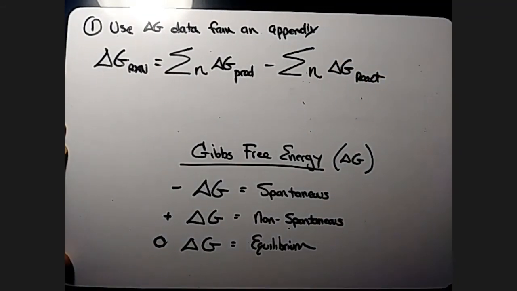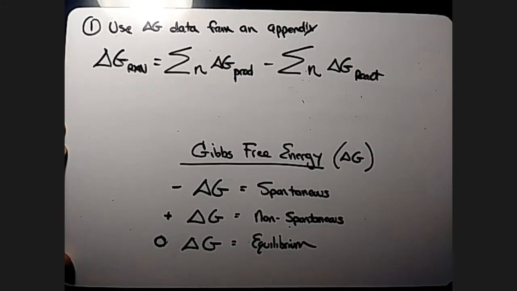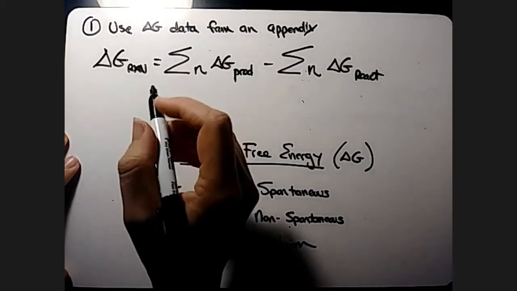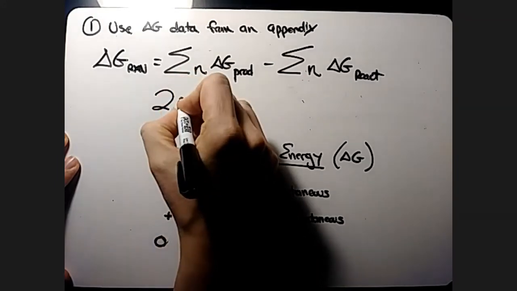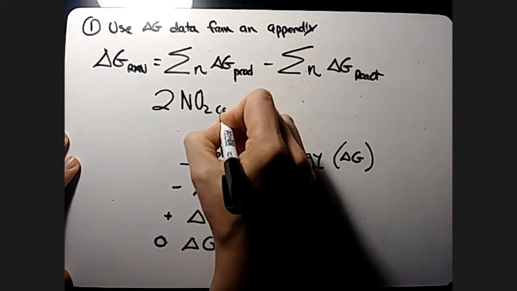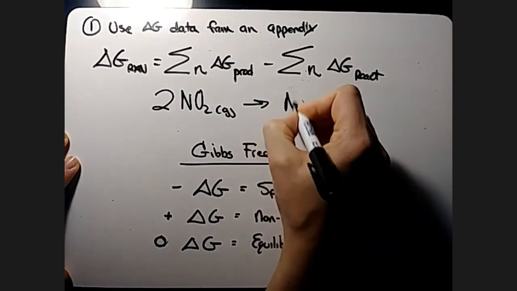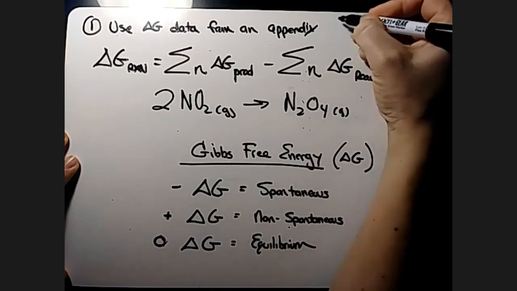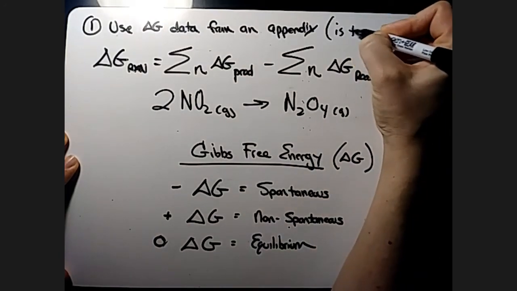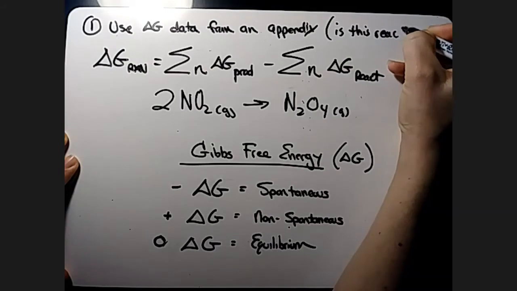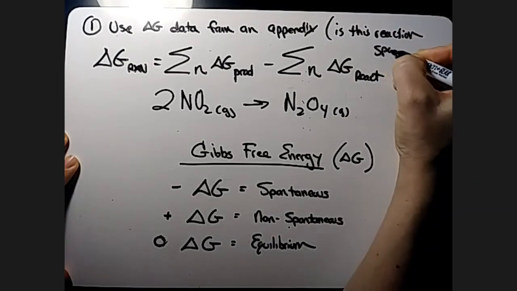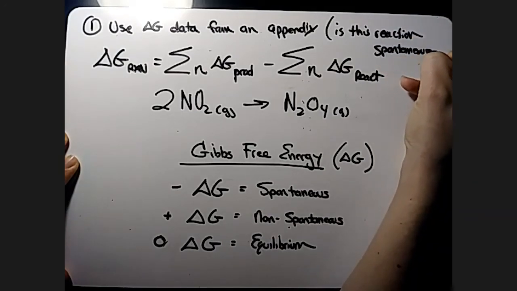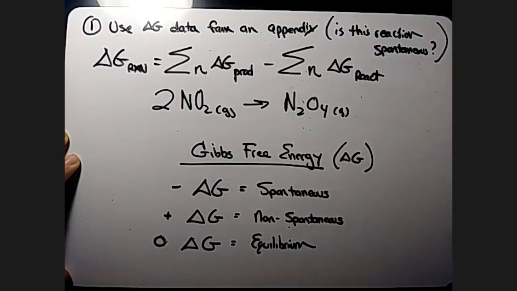Now, we've done these calculations several different times. I don't think that this comes as any specific surprise. But what I think might be a good idea for us to do is a sample problem. We had been working with this equation yesterday: 2NO2 gas forming N2O4 gas. And what we're really looking for is, is this reaction spontaneous? Well, let's find out.